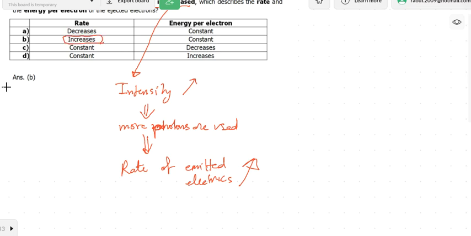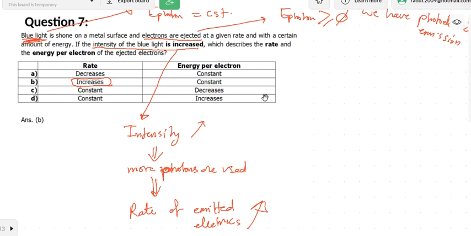You see? So I get the answer, but I prefer to continue. Let's continue. Which describes the rate and the energy per electron. The only energy for electron we have is the kinetic energy.